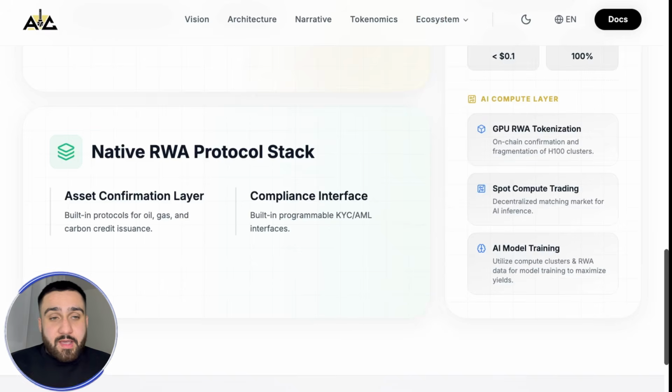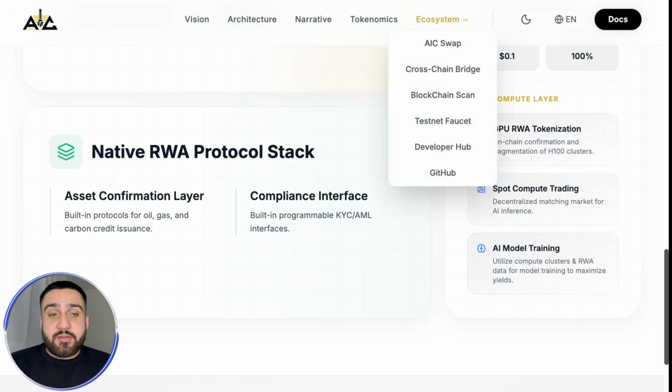And on the top of the website, we can see some things like vision, architecture, narrative, tokenomics, and ecosystem. We went through all of this, but if you click on the ecosystem right here, you can see some things like AIC swap, cross-chain bridge, blockchain scan, testnet faucet, and developer hub, also GitHub, so you can check that for yourself. Now let's check their GitHub.